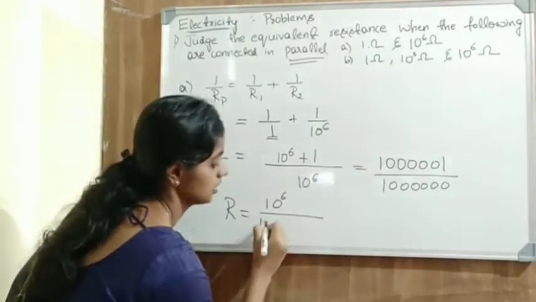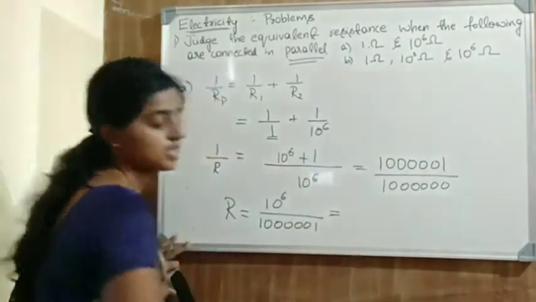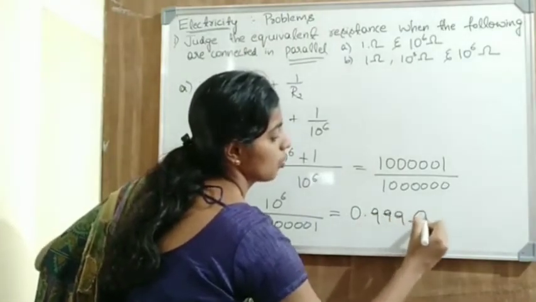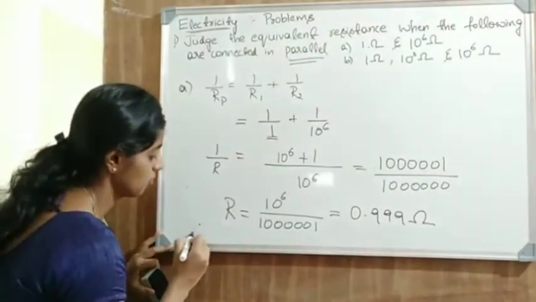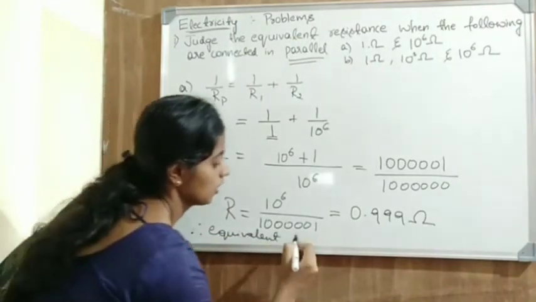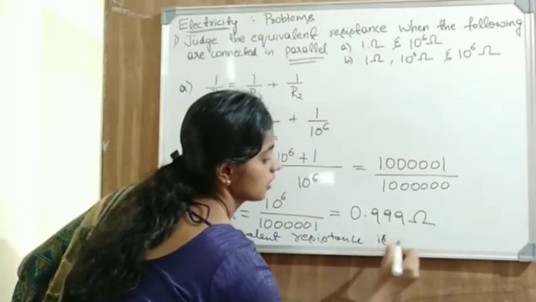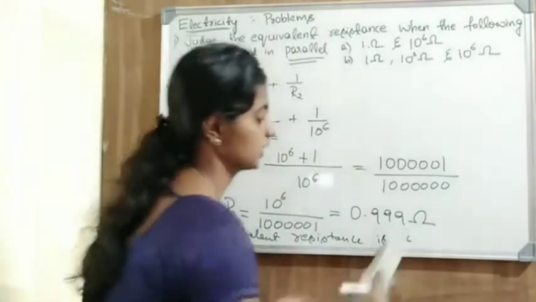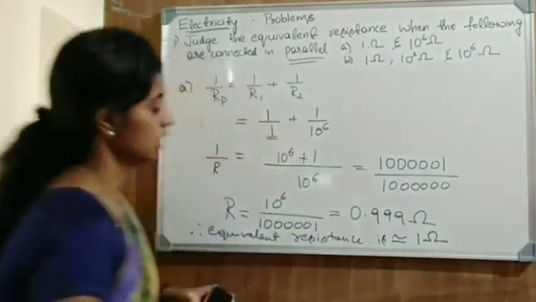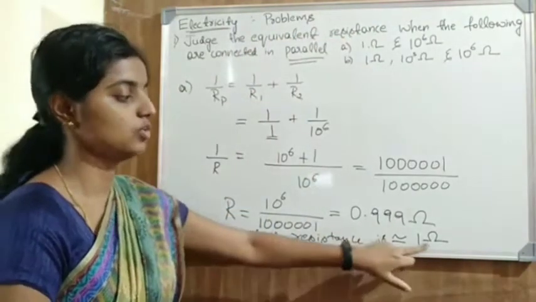And this number will be in the denominator. Calculate this, we will get 0.999 ohm as the answer. Therefore, the equivalent resistance is approximately equal to what? 1 ohm. Here we have the equivalent resistance, this is approximately equal to 1 ohm.